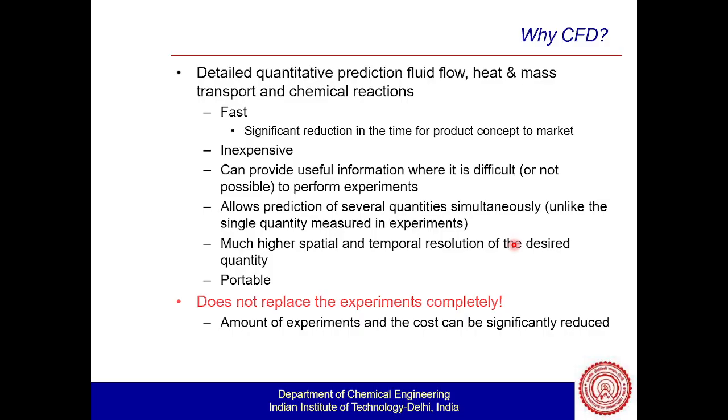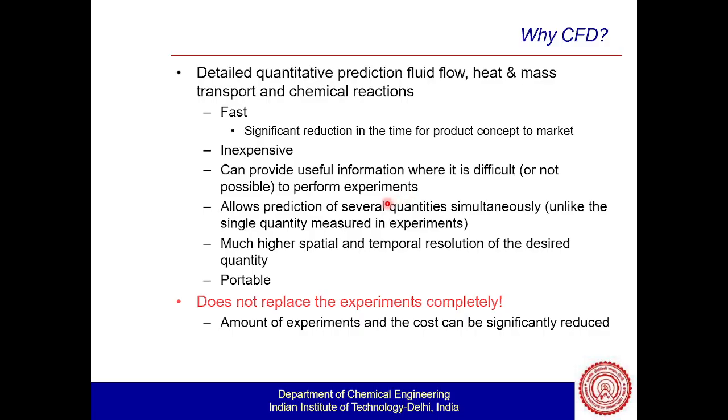Okay. So CFD basically gives a detailed quantitative prediction of fluid flow, heat and mass transport, and chemical reactions. And it is fast and inexpensive. If it's a direct numerical simulation, then that will be expensive. But normal simulations, which are generally semi-resolved or unresolved in nature, are inexpensive, not so expensive like the experiment, and can provide useful information where it is difficult to perform experiments.